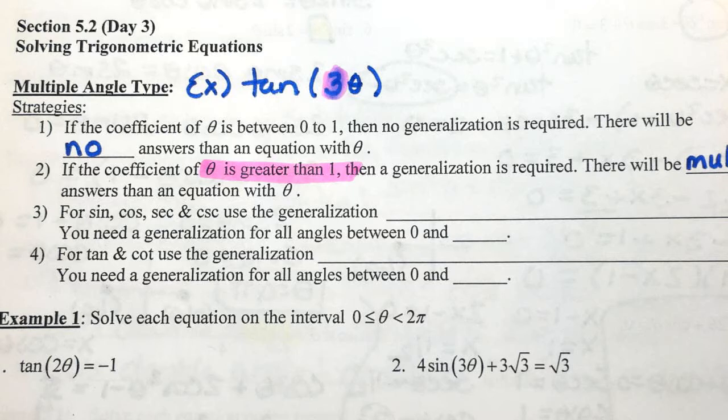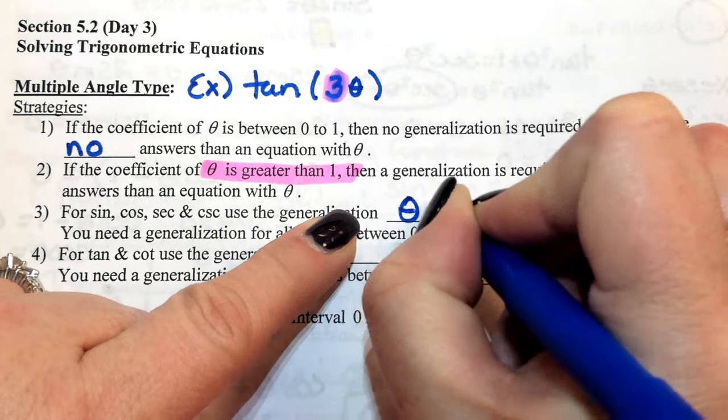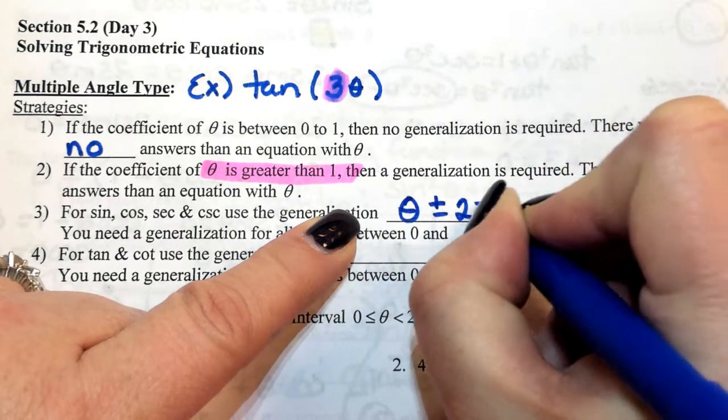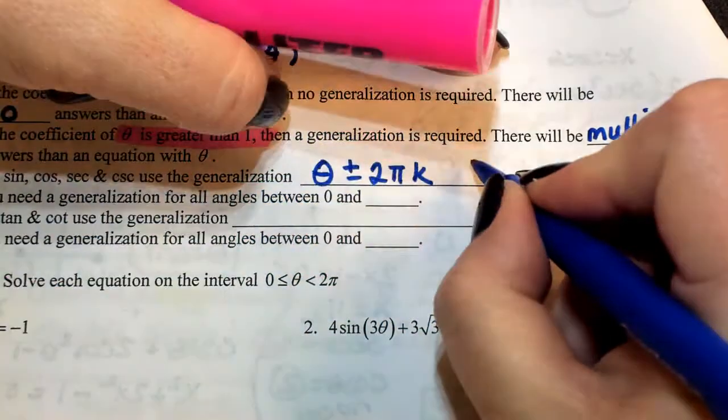Remind me again, what was the period? This is going to go back to probably Unit 2, when we did graphing. When we graphed our parent functions sine and cosine, what was the period for sine and cosine? 2 pi. So that's where this generalization comes from, for sine, cosine, secant, and cosecant. We're going to use a generalization theta plus or minus 2 pi k, where k is an integer.